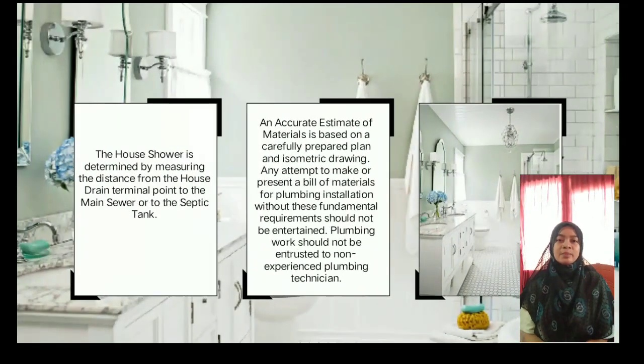House sewer is determined by measuring the distance from the house drain terminal point to the main sewer or to the septic tank. The house sewer is typically determined by its location within the main area of the house, its frequency of use by household members and guests, and its accessibility from common living spaces such as bedrooms and living rooms. Additionally, factors such as plumbing layout, floor plans, and observation of usage patterns can also help identify the house sewer.